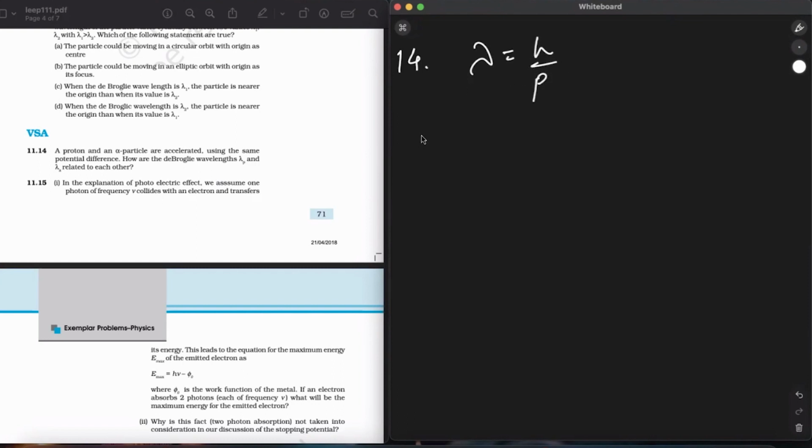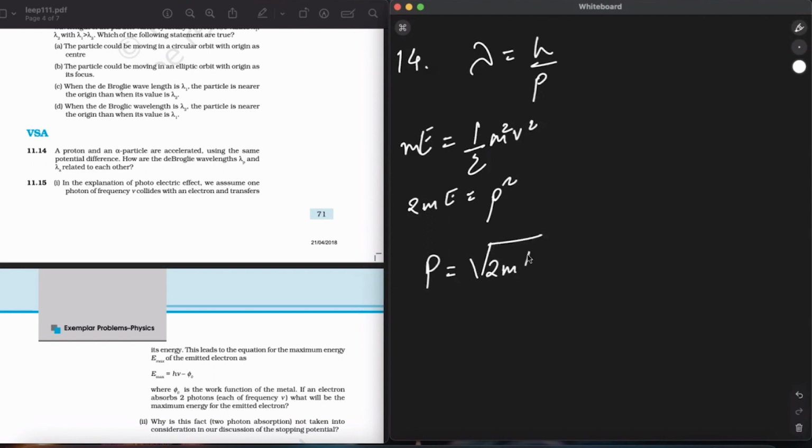Now I'd ask you one thing. For the kinetic energy, you can write it like this. If I multiply mass on both the sides, it will be like this. So 2mE will be equal to what? p square, mv whole square. So momentum can be written as under root of 2mE. Simple. So lambda can be further written as h upon under root 2mE.